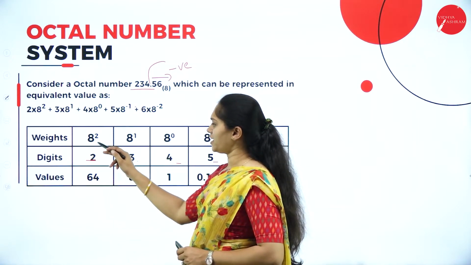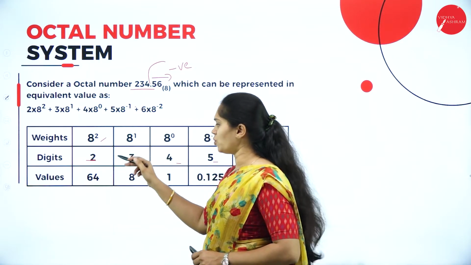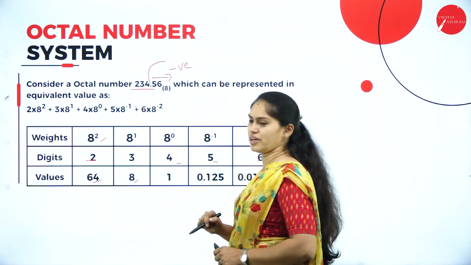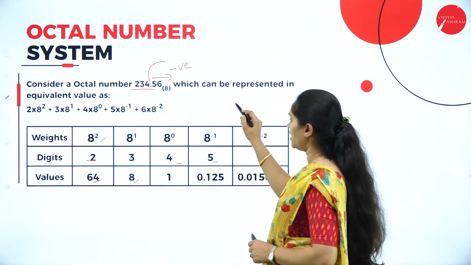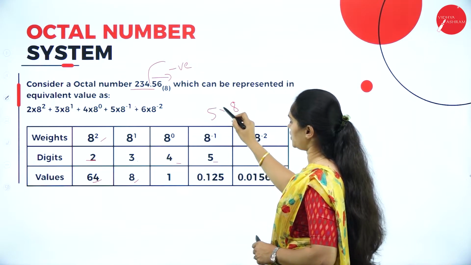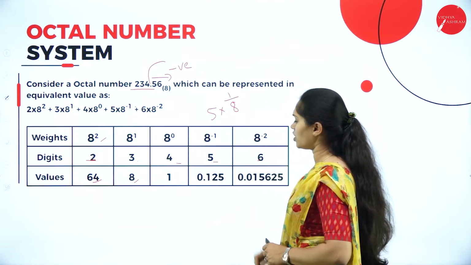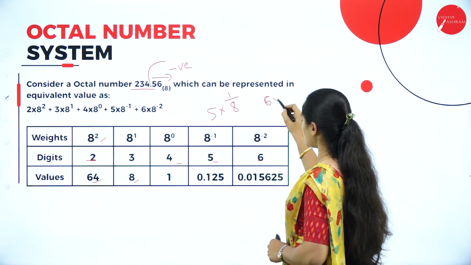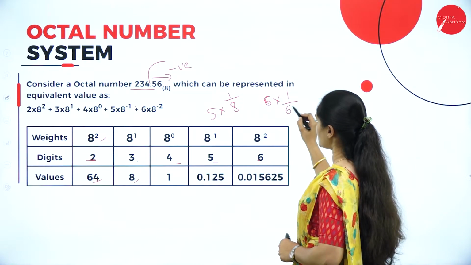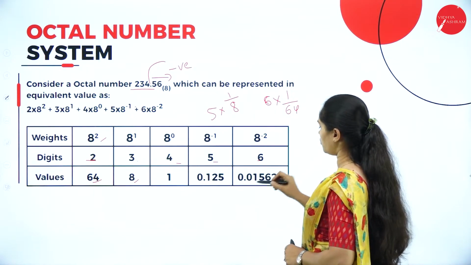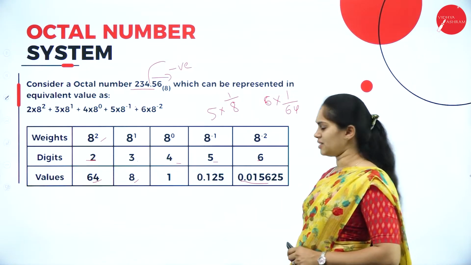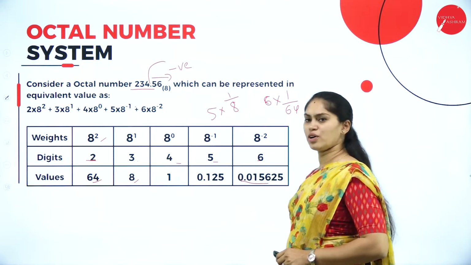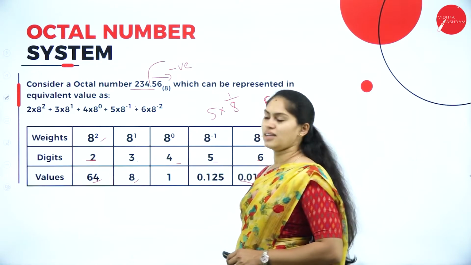And if you find the weightage, 8 power 2 is 8 into 8, 64, 8 power 1 is 8. Any number with power 0 is always 1. And here 5 into 1 by 8, that is 0.125. And we have 6 into 1 by 8 power 2, which is 64. So 6 into 1 by 64 is represented as 0.015625. Okay, this is how we represent the octal number system.